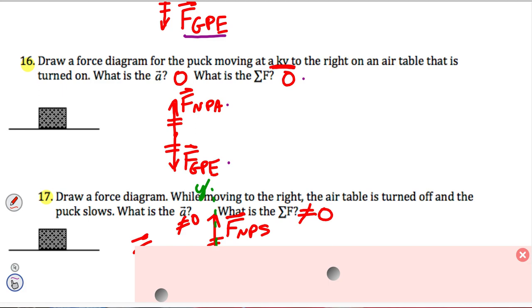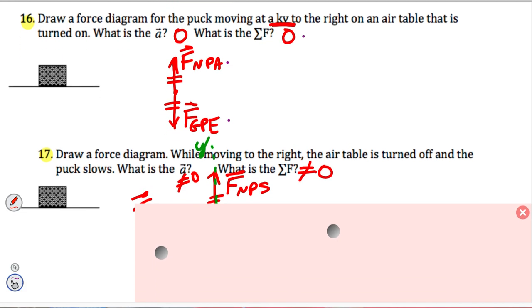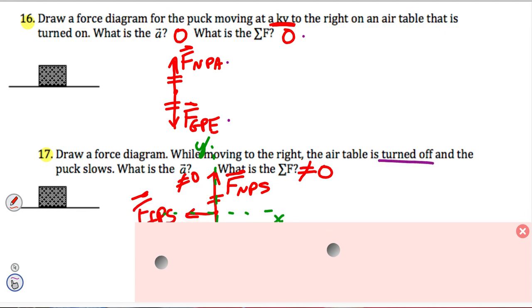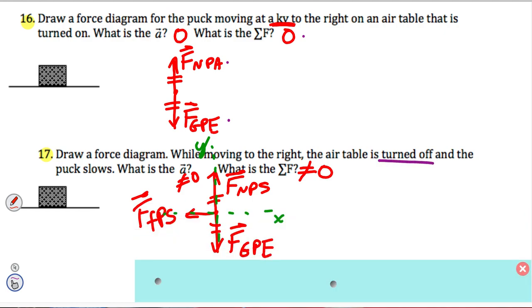The vertical forces are going to be the same on this. We're still going to have a force normal on the puck upward, but instead of air, because the air table was turned off, that's now going to be the surface. And then the downward force is the force of gravity on the puck by the Earth. But because the air table is now off, there's now friction. So as the puck is moving to the right, it experiences a constant force to the left, which is a force of friction on the puck by the surface, which causes it to slow to a stop.